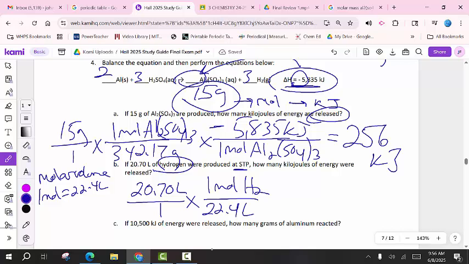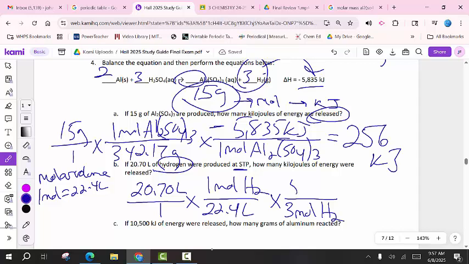Now we're going to use the delta H, but we have to pay attention to the coefficient. So what coefficient is in front of hydrogen? It's a 3. So this 5,835 value is when 3 moles of hydrogen is produced. It's based on the coefficient. So this is going to become a conversion factor for us. We're going to put 3 moles of H2 on the bottom, and we're going to put the 5,835 kilojoules on top.